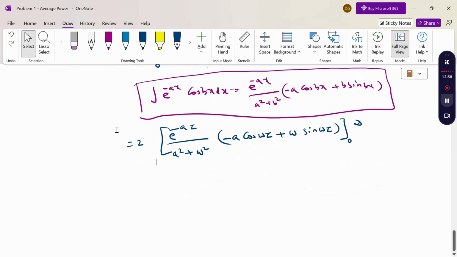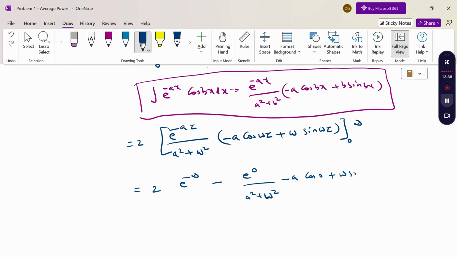When substituting the upper limit and the lower limit, at the upper limit e power minus infinity is 0, so the whole term is 0; we don't consider the other term. Next, the lower limit: e power 0/(a square + omega square) times (minus a cos 0 + omega sin 0).